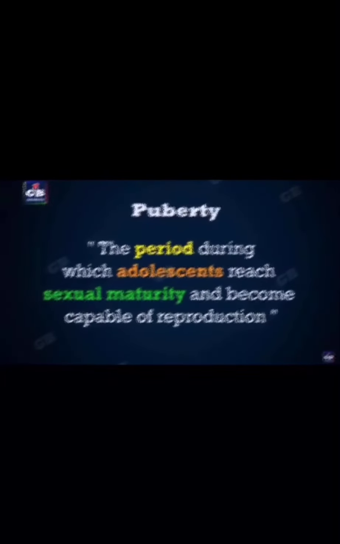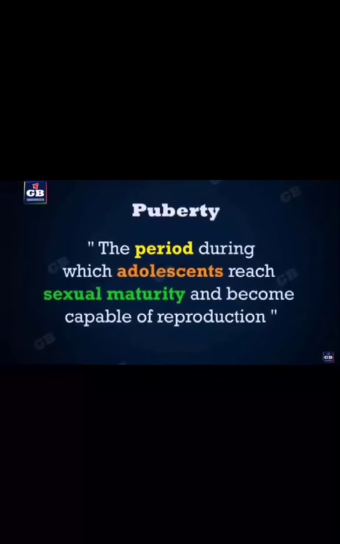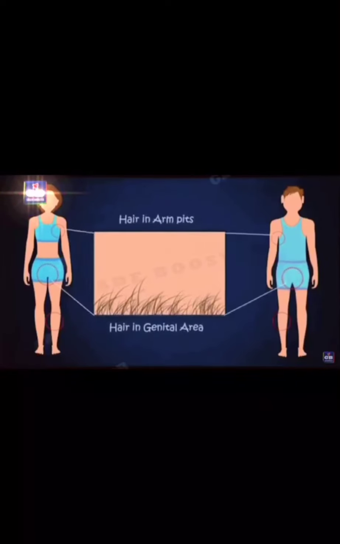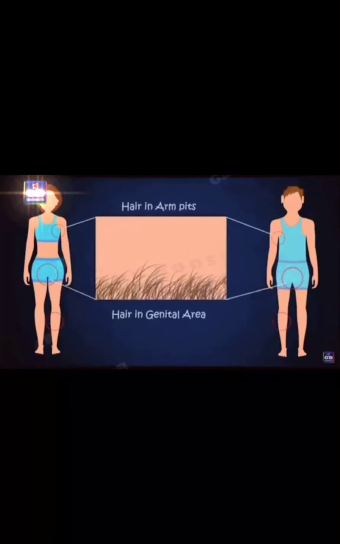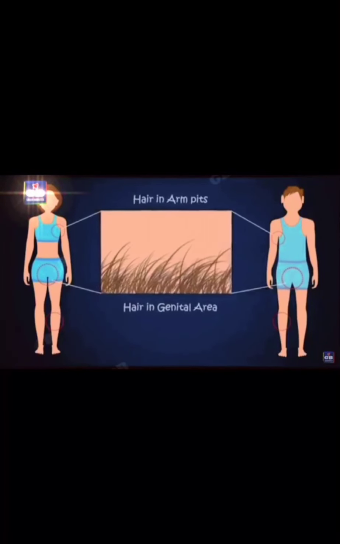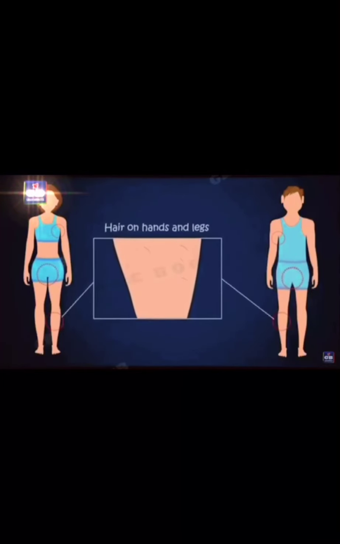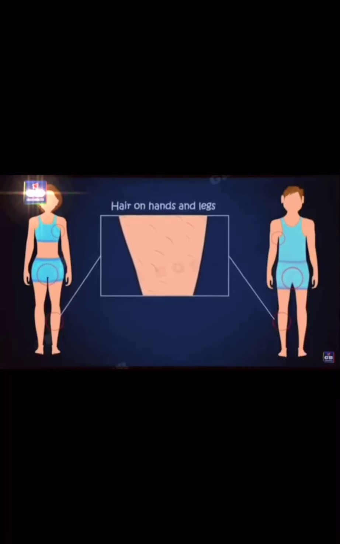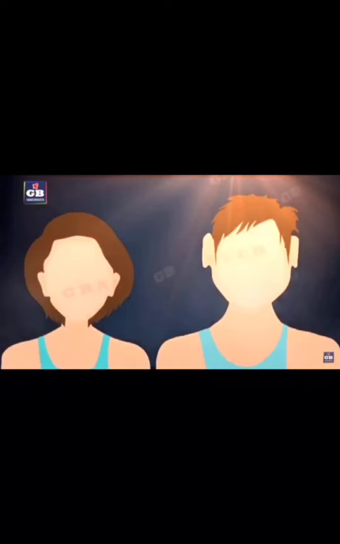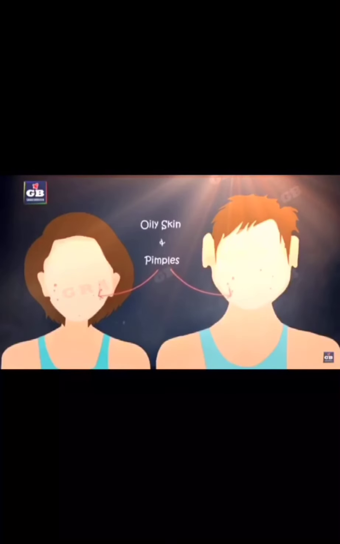What is puberty? Puberty is the period during which adolescents reach sexual maturity and become capable of reproduction. In your adolescence, you have hair in the armpits, hair in the genital area, hair on hands and legs, oily skin, plus pimples.